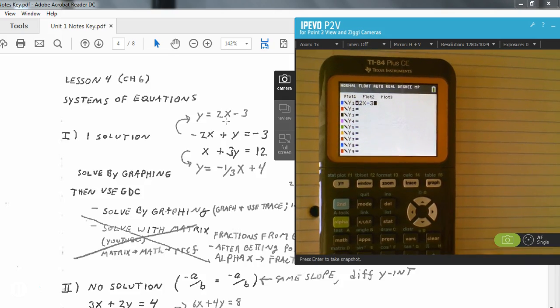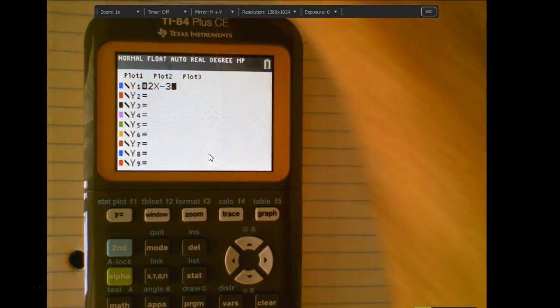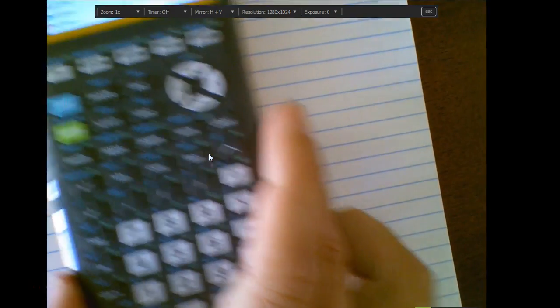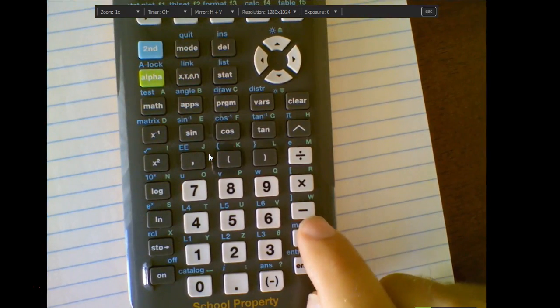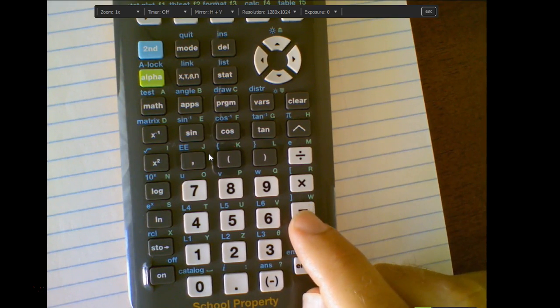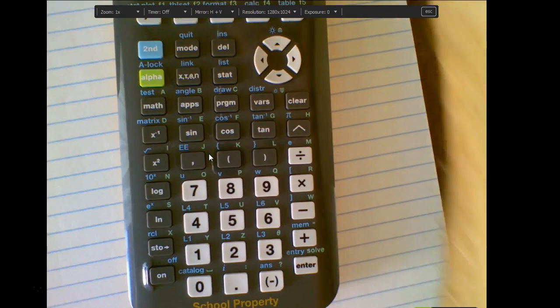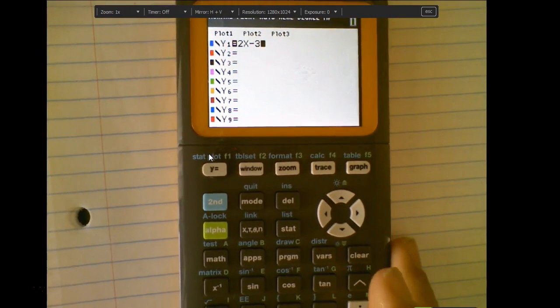Let me go full screen on this for a minute so I can show you. Make sure that you know the difference between when to use your minus sign versus when to use your negative sign. If you're ever putting something like -1/3, like we're going to do here on the second equation, I have to use this as my negative button. But if it's 2x minus 3, like the one we're doing now, you have to use this minus sign. If you use the wrong one at the wrong time, your calculator won't work, and it's going to say error or something like that. So make sure you know which one of those to use. Anyway, I got 2x minus 3.